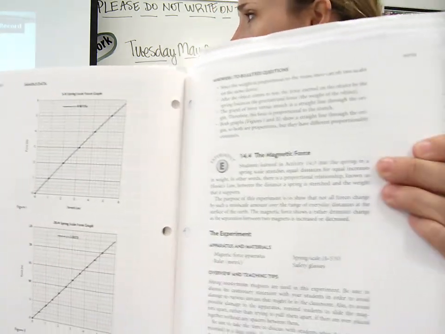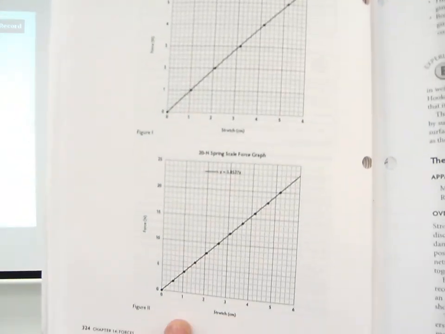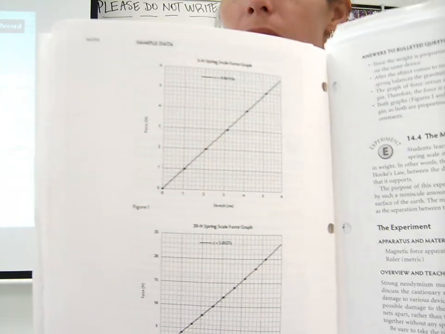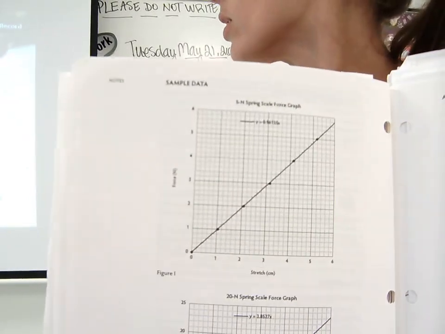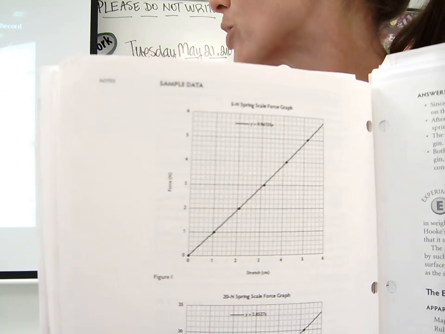Let's see. 65. Okay. So let's take a look at the 5 Newton scale on top. Let me see if I can get this to focus. Hopefully. Okay. Well, the top one is a picture of the 5 Newton scale.